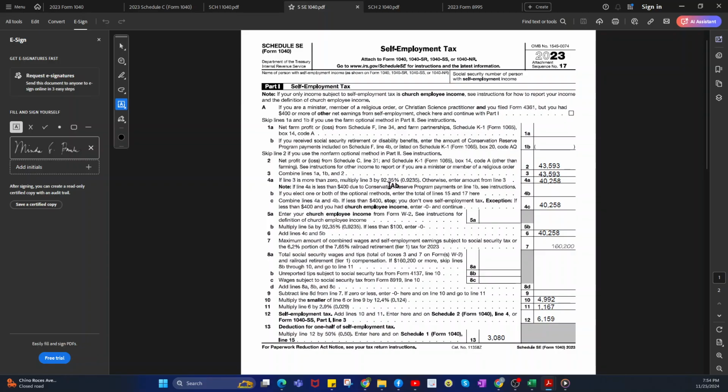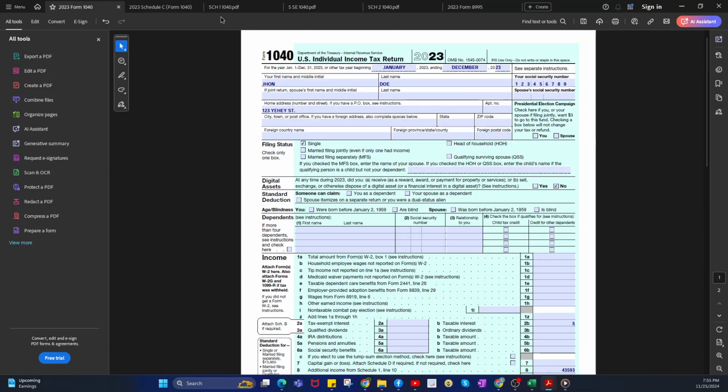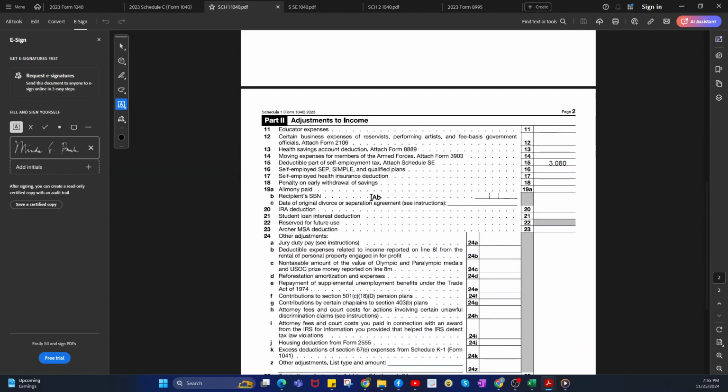We have to multiply it first by 92.35%, and then from the 92.35%, we multiply it by 12.4% and by 2.9%, that's for Social Security and Medicare. And 50% of the total amount computed for the self-employment tax will flow through Schedule 1, line 15 here. So this is only the deductible part of the self-employment tax.